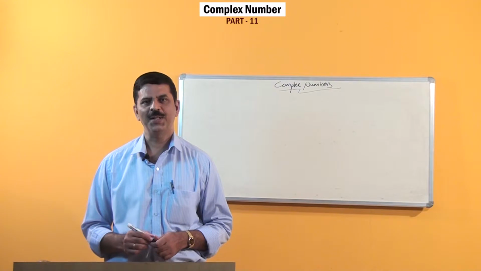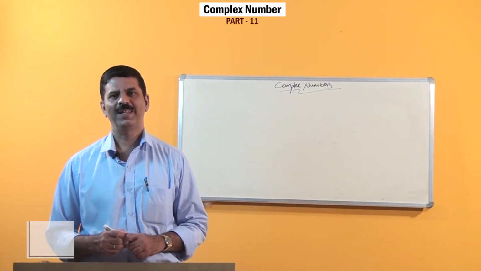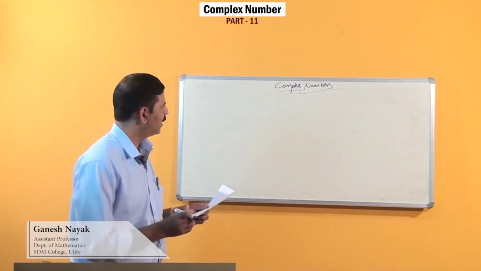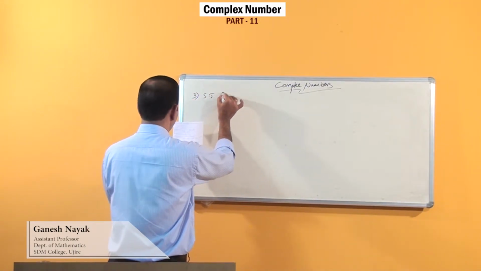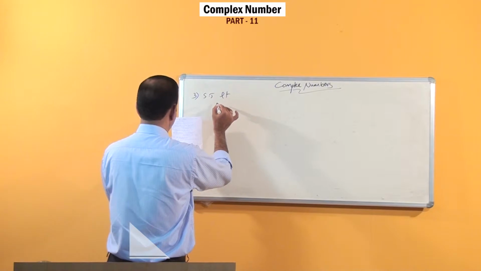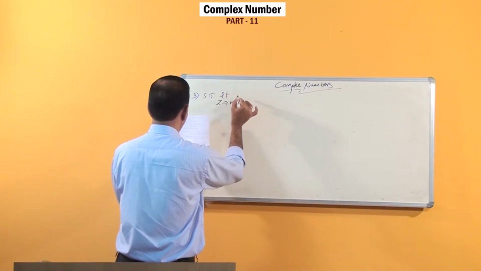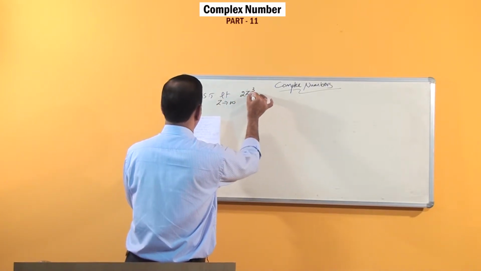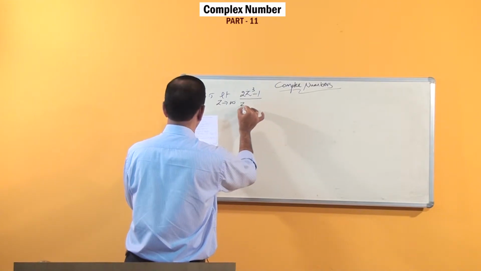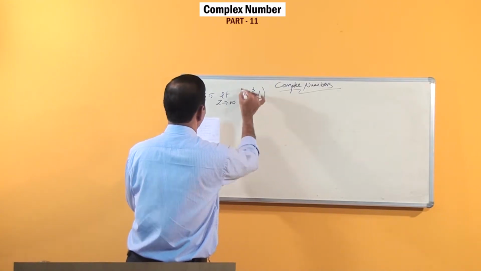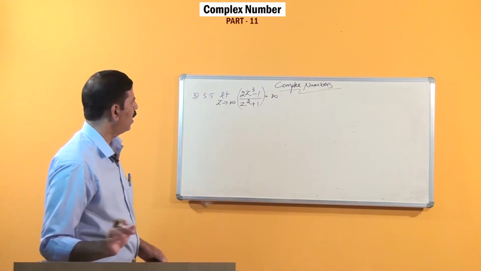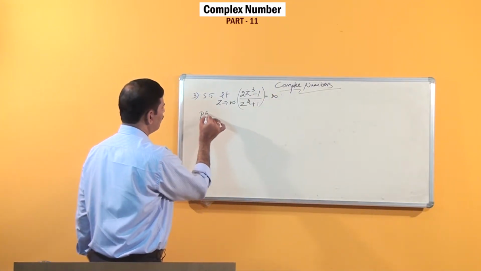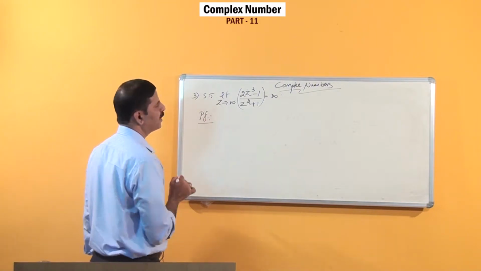Friends, we will continue the problem in the limits topic. Another problem: show that the limit as z tends to infinity of (2z cube minus 1) divided by (z square plus 1) is equal to infinity. Now, how will you prove that?